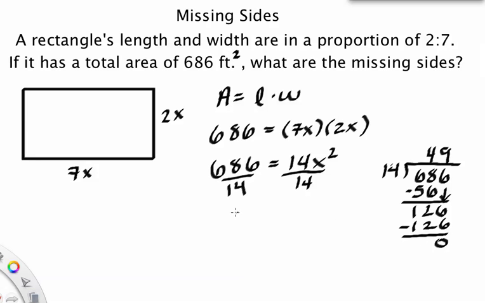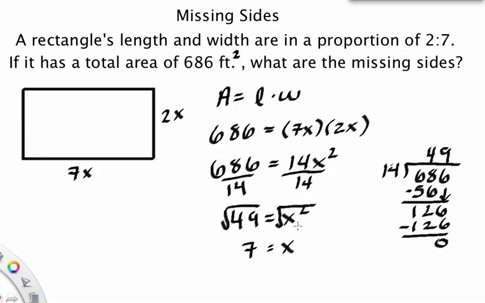Why do I like this number so much? Because when I have 49 equals x squared, lights should be going off in my head. When I take the square root of both sides, I know what the square root of 49 is. It is 7. And that's going to equal x.